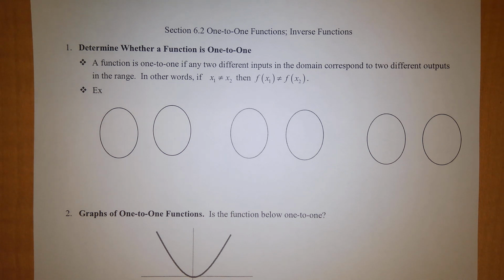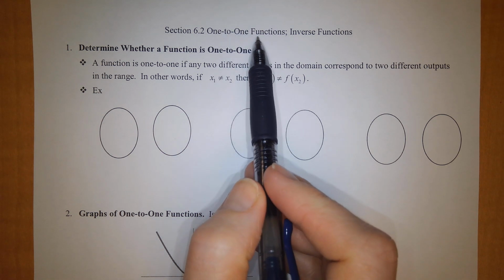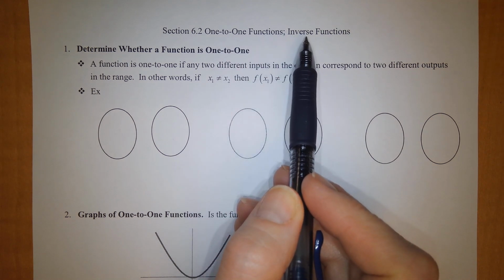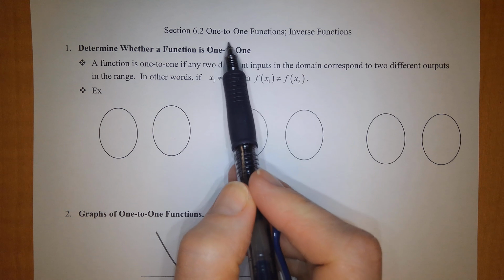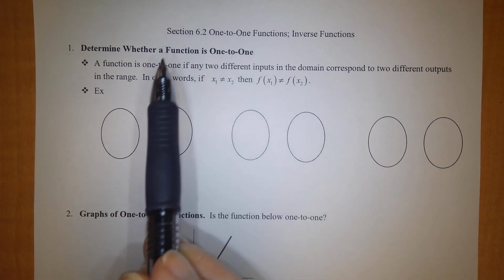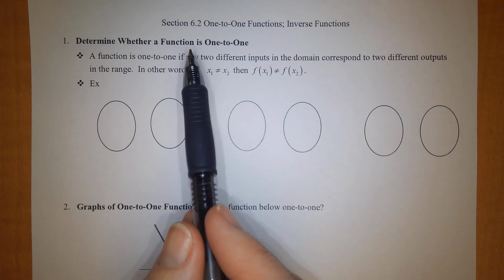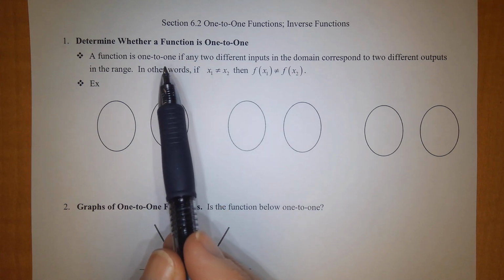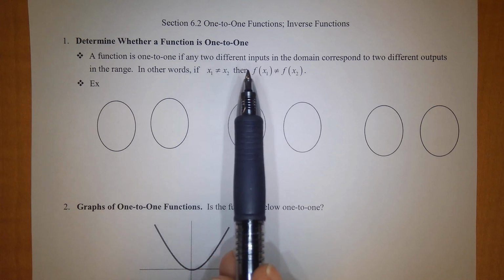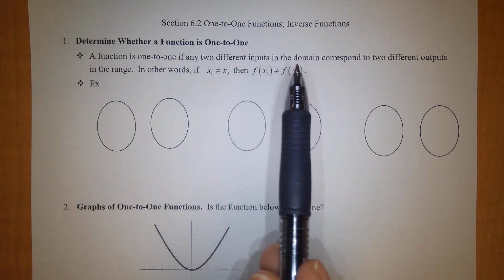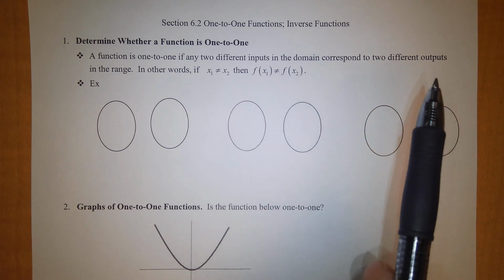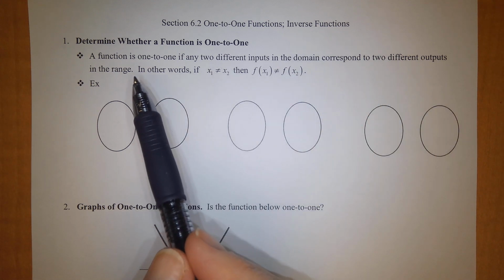In this section, we're going to be discussing functions that are one-to-one and also the inverse of functions. First, let's discuss one-to-one functions. A function is one-to-one if any two different inputs in the domain correspond to two different outputs in the range.